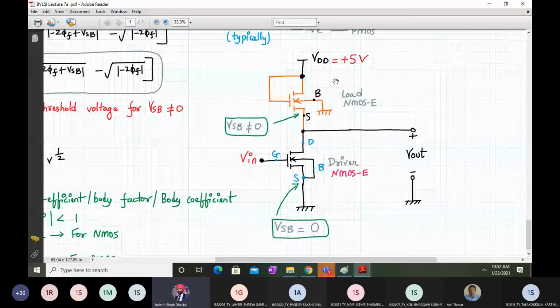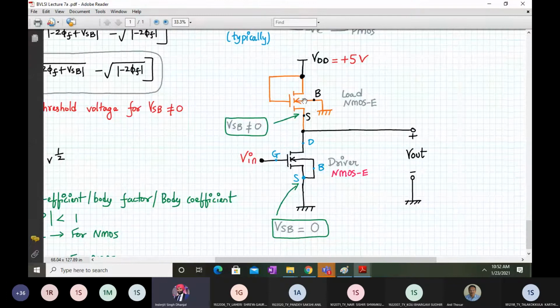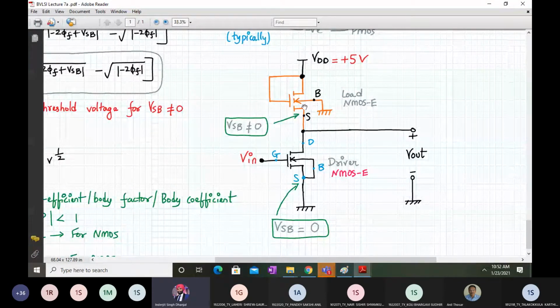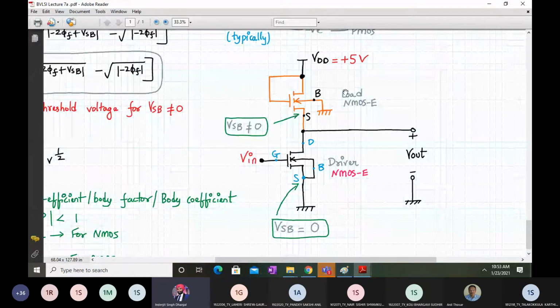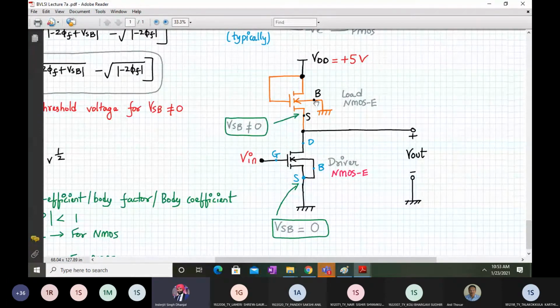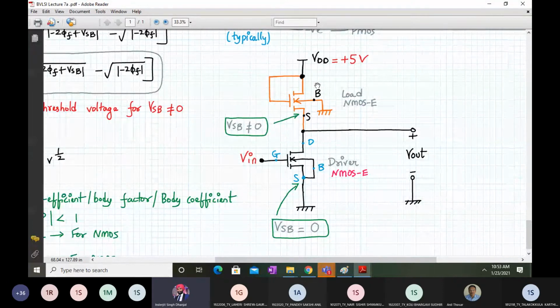So here we have the load device. You see the driver device, the VSB is equal to 0. The source and the substrate terminal are at the same potential. But over here, in the load NMOS enhancement transistor, the body terminal is at ground, but the source terminal is not at ground. That means for the load transistor, VSB is not equal to 0. So definitely there will be some change in the threshold voltage formula, and that is what we are going to analyze right now. I hope this point is clear. In the upper transistor, that is the load transistor, the source terminal is at a different potential than the body or substrate terminal.